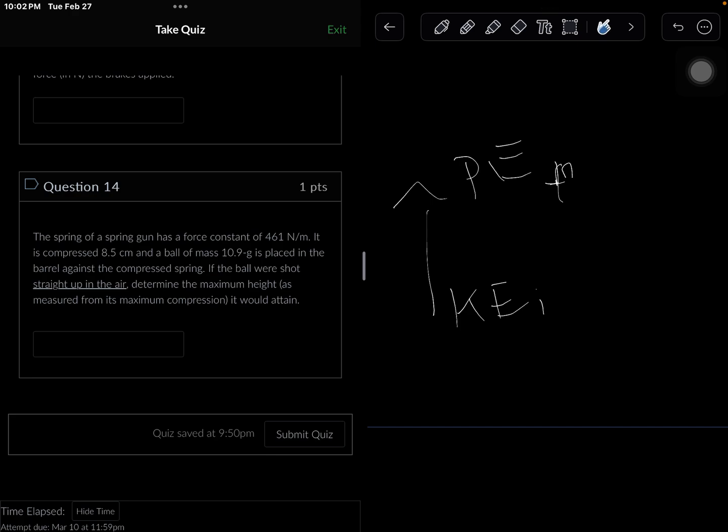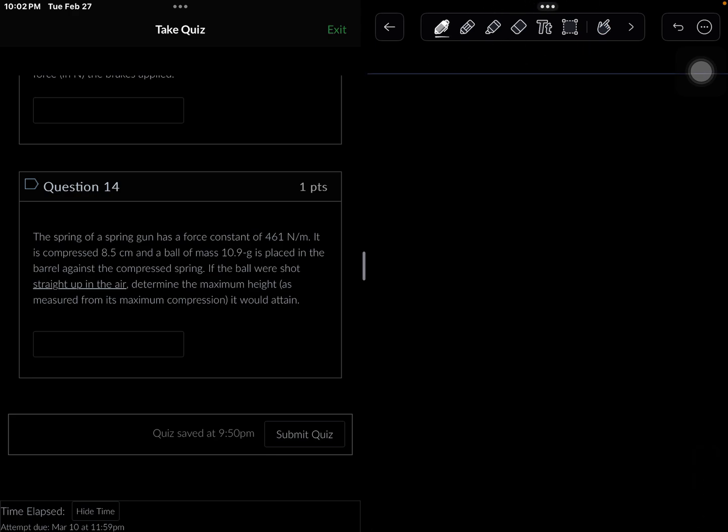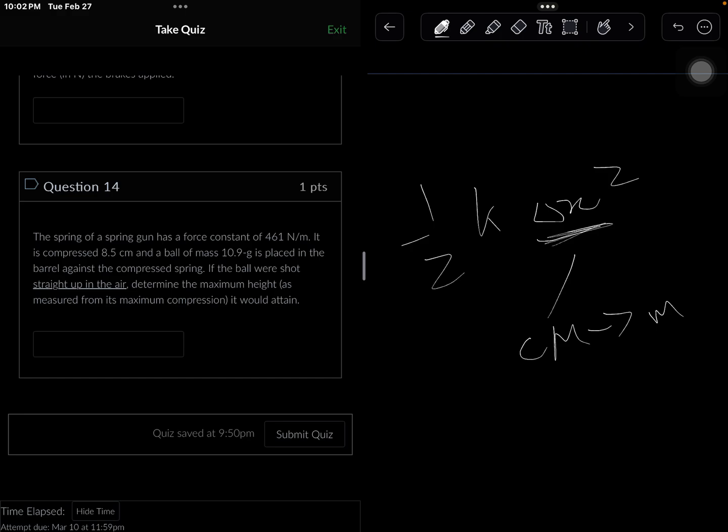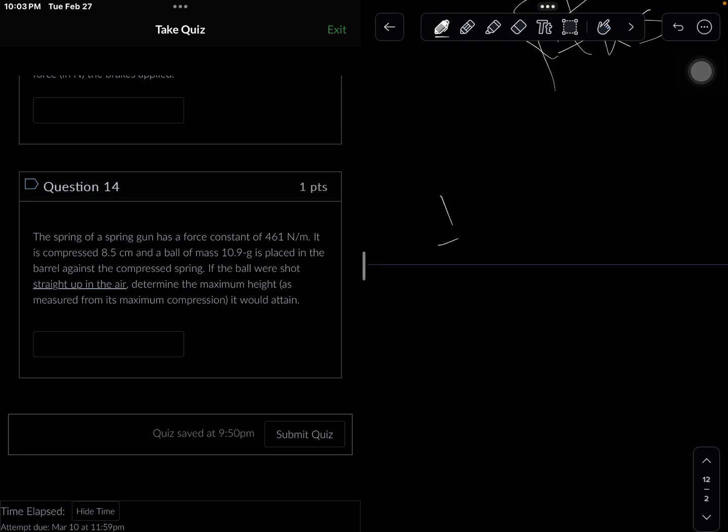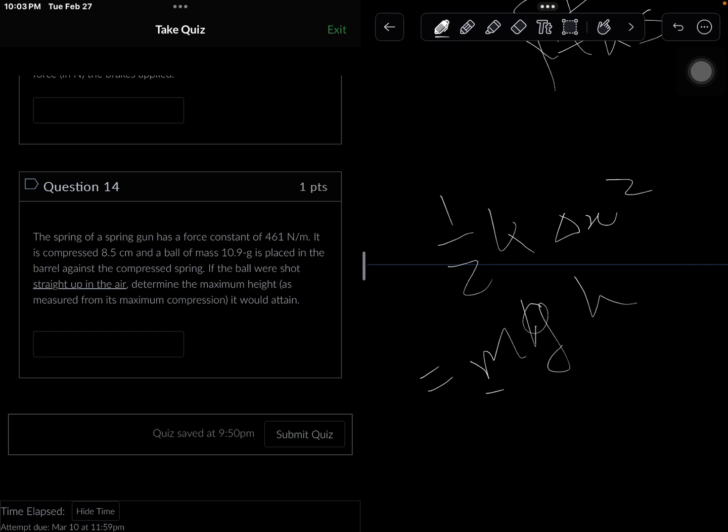Okay, so in that case, solving for the kinetic energy would just equal 1/2 k delta x squared. Keep in mind, this value is in centimeters. Convert it to meters, since we are using the SI units, or MKS, I'm pretty sure. Same thing, SI or MKS. Convert it when you solve for that. So your 1/2 k delta x squared is going to equal mgh. All values are given except for h. Solve for h, pretty simple equation.